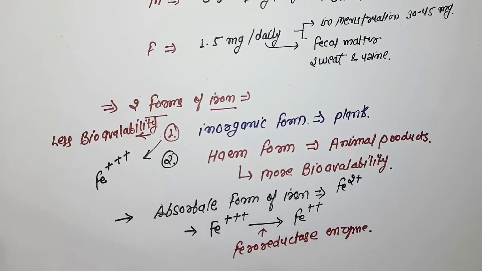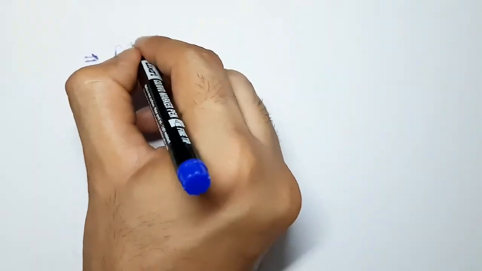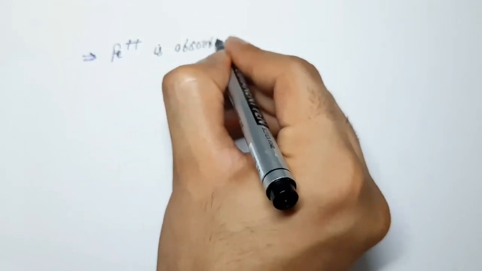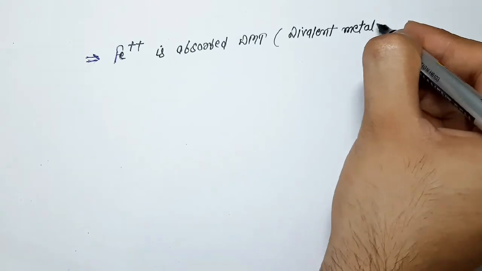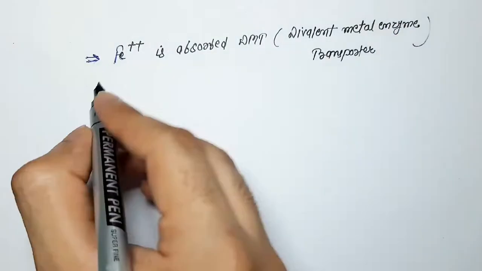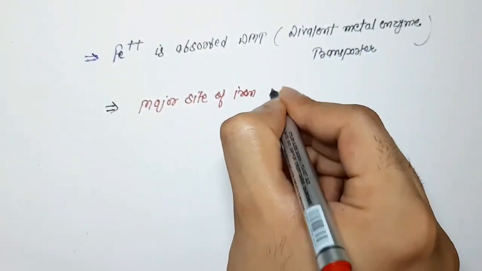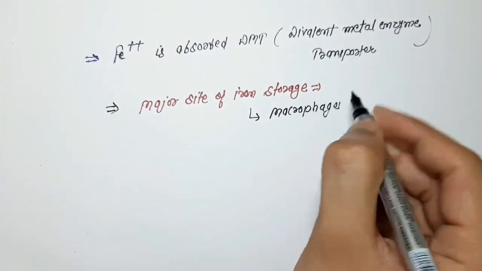Fe3+ has to be converted to Fe2+ by the ferroreductase enzyme, and then Fe2+ is absorbed by DMT. DMT is a transporter; the full form of DMT is divalent metal transporter. So Fe2+ is absorbed by DMT. It is an exam question. Divalent metal transporter.